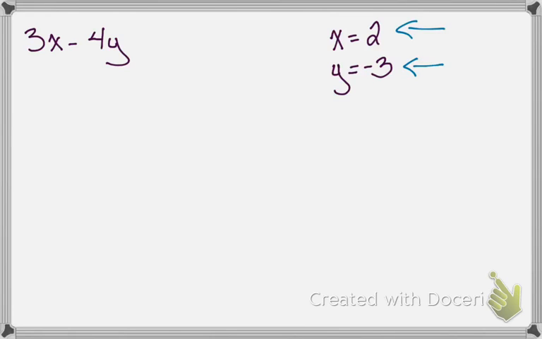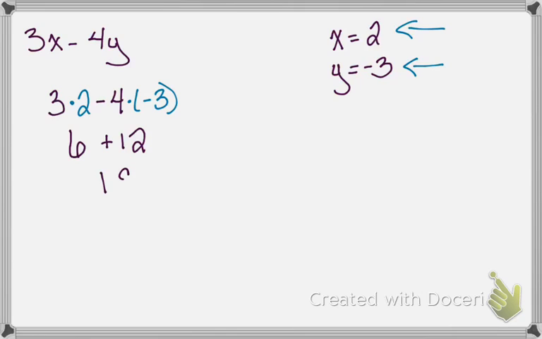Okay? So I have 3 times 2 minus 4 times negative 3. Okay? So I just plug those in. 3 times 2 is 6. Negative 4 times negative 3 is positive 12. And I get 18.